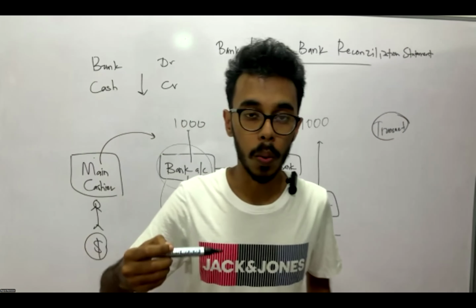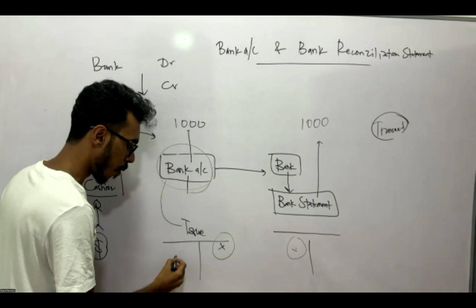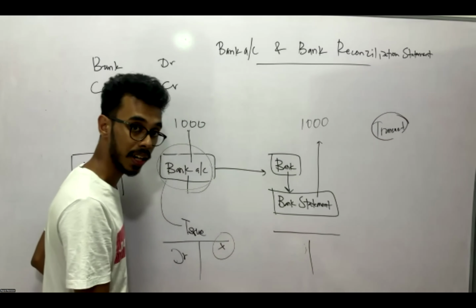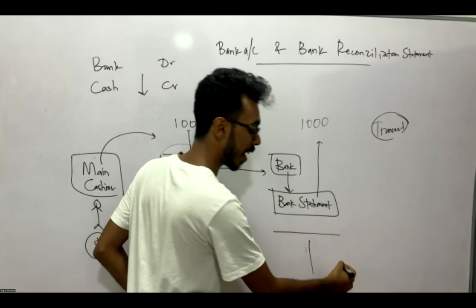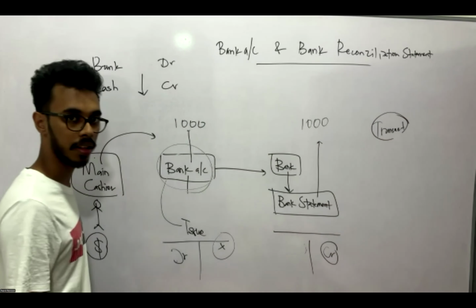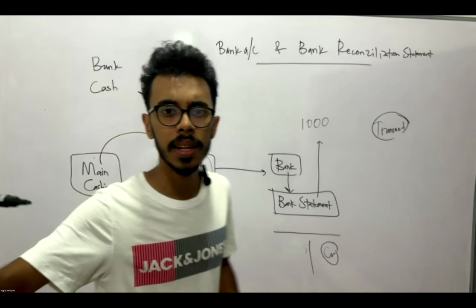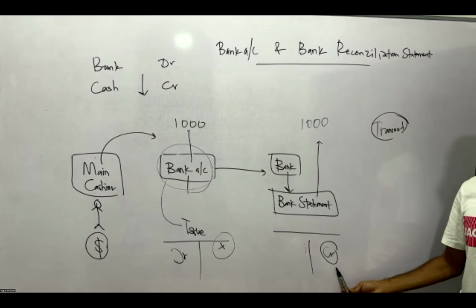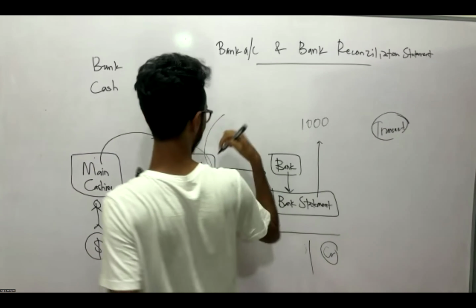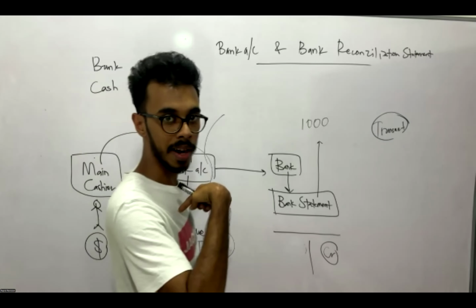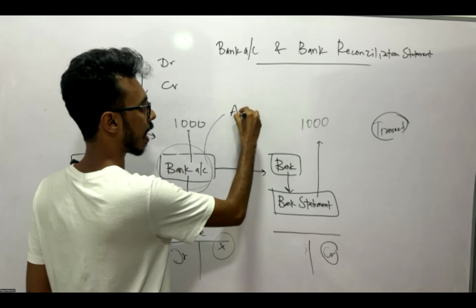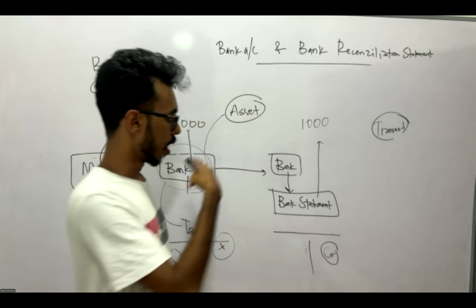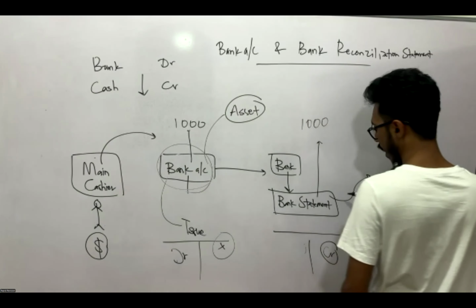Whatever we record on the debit side of the bank account will be recorded on the credit side of the bank statement. Why is that? The bank account funds, the bank account money, is an asset to me. It is my money, so it is an asset to me. Then in the bank statement, it is money.